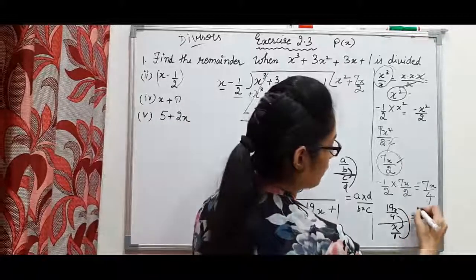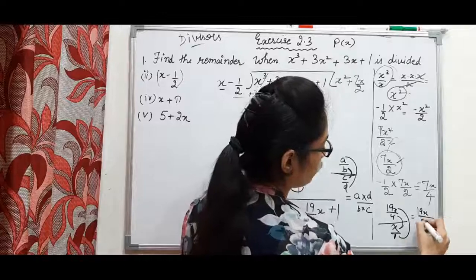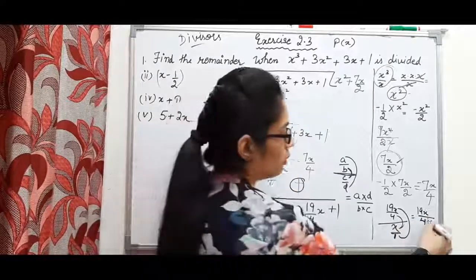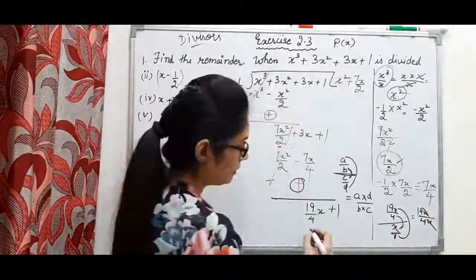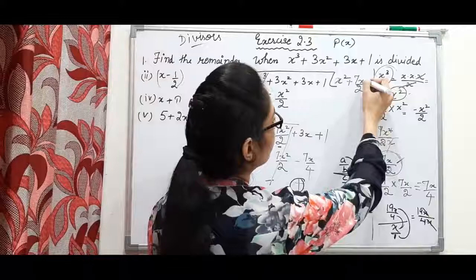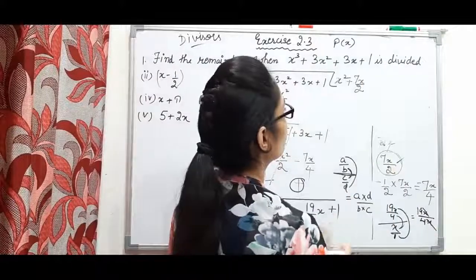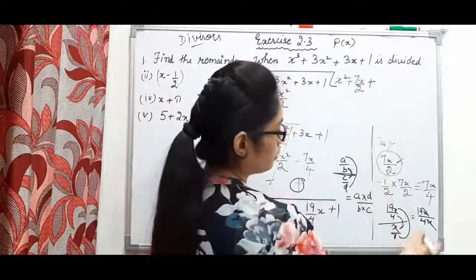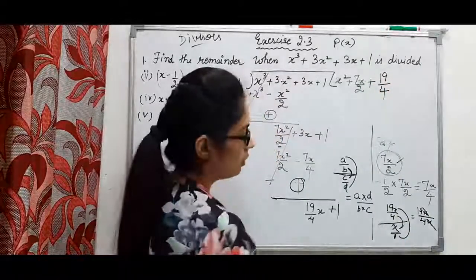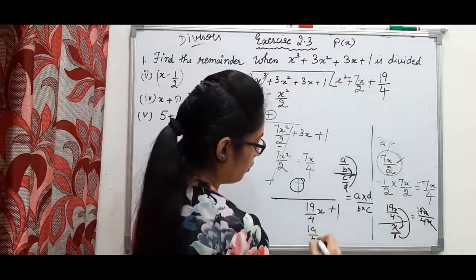So it will be 19x into 1, so it will be 19x, and 4 into x will be 4x. So this x and this x will get cancelled, so I am left with 19 by 4. So here I will write it with a plus sign, because it is plus 19 by 4. So the first term I will write the same, which is 19 by 4x.